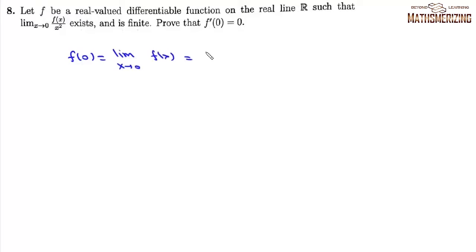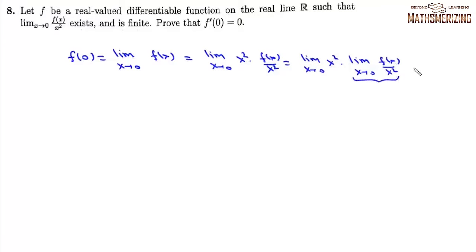Now we can write this limit as limit x tends to 0 x square into f(x) by x square. So it will be limit x tends to 0 x square into limit x tends to 0 f(x) by x square. Now this is finite, and the other is 0. 0 into finite is 0. So the value of f(0) is 0.